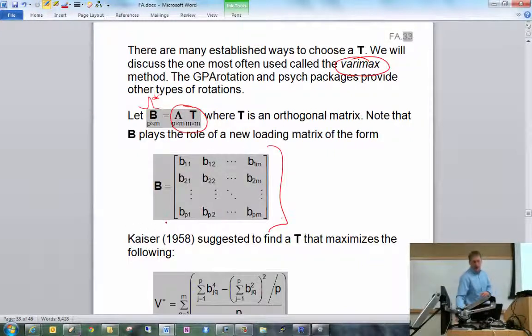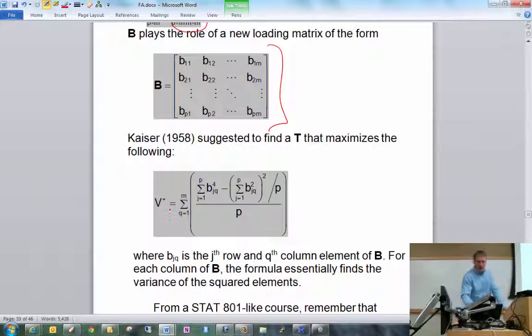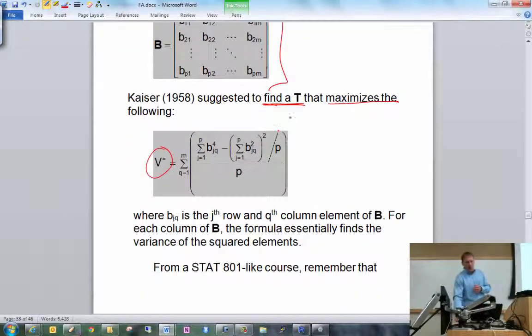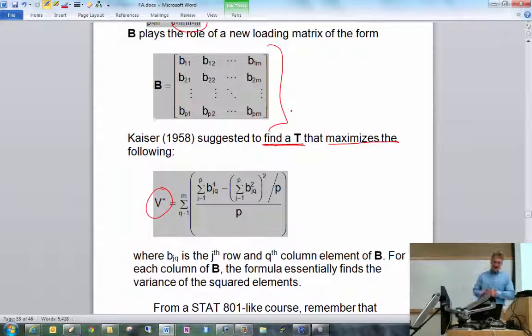A long time ago, someone suggested finding a T matrix. Again, remember, B is a function of T. Find a T matrix that maximizes the following expression. Let's call this expression B star. Now, the first time you look at it, you might be thinking, geez, that is an odd expression. Why would someone even come up with that expression? But actually, it makes sense why one does.